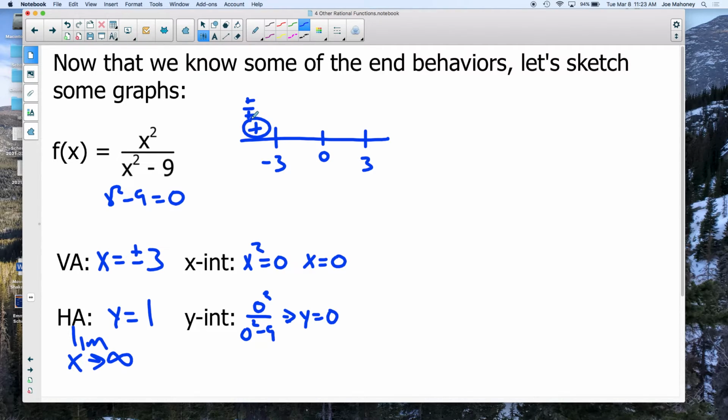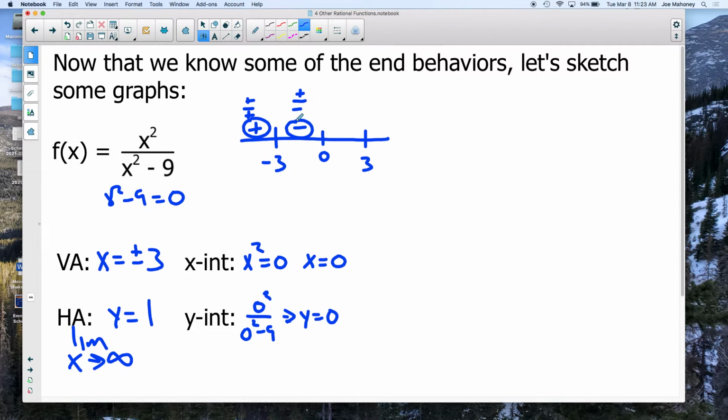Between negative 3 and 0, when I square it, I'm going to get a positive number. But when I square that number between negative 3 and 0, it's going to be less than 9. So I'm going to have a negative on the bottom. So between negative 3 and 0, I'm negative.